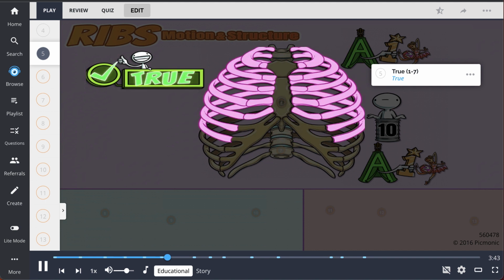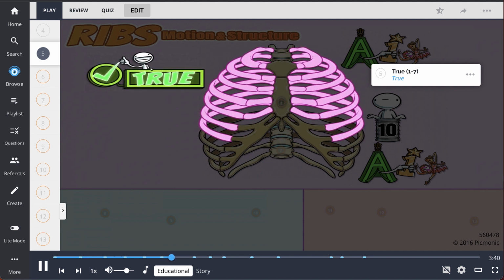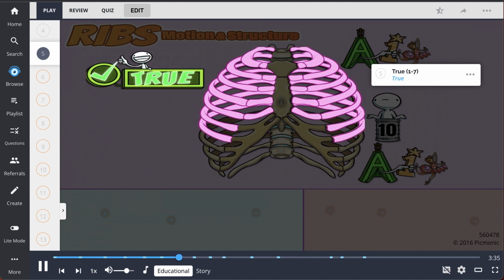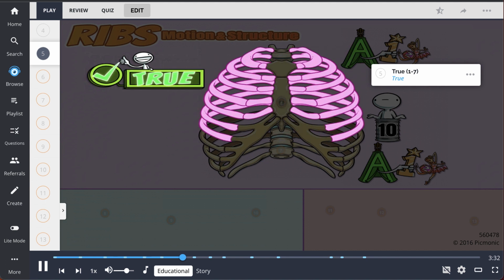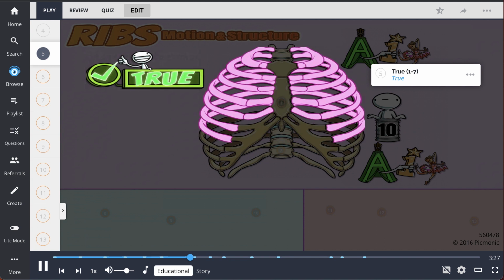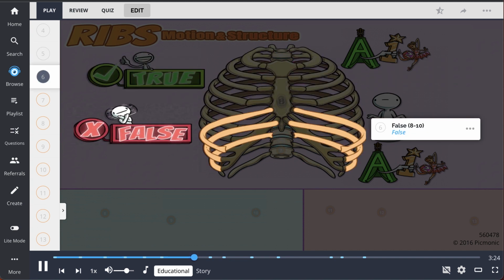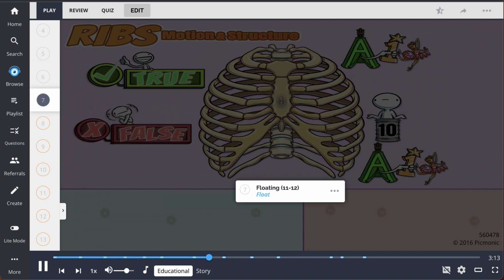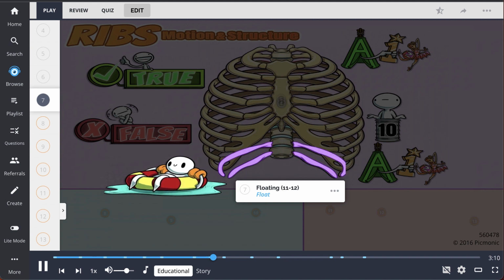All ribs connect posteriorly with the spine, but the anterior portion of the ribs articulate in different ways based on their type. The true ribs are demonstrated in this Picmonic by the true buzzer. They are ribs 1 through 7 and are called true because they articulate anteriorly with the sternum. The false ribs are shown by the false buzzer. The false ribs are ribs 8 to 10 and are considered false because they articulate anteriorly with the costal cartilage. The floating ribs are ribs 11 and 12, shown in this Picmonic by the float. The floating ribs do not articulate with anything anteriorly.